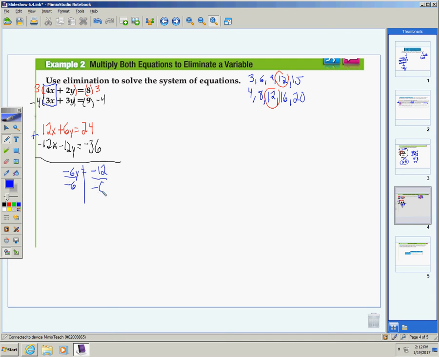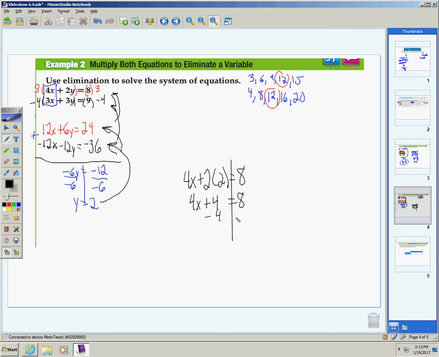I get y equals 2. And once I know what y is, I could take it back to any of these 4 equations, and I would get the same thing. I'm just simply going to take it back to my original equation, 4x plus 2 times y equals 8. 2 times 2 is 4, so I get 4x plus 4 equals 8. Subtract 4 from each side, 4x equals 4. And then I simply divide each side by 4, and I find out x equals 1.